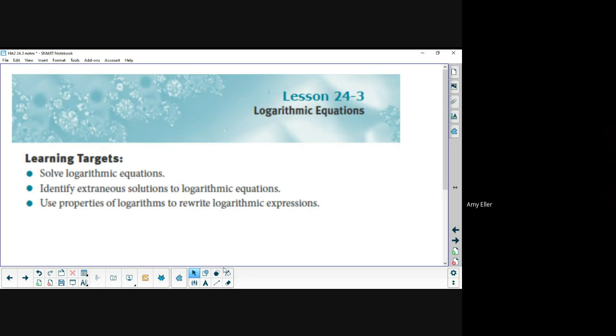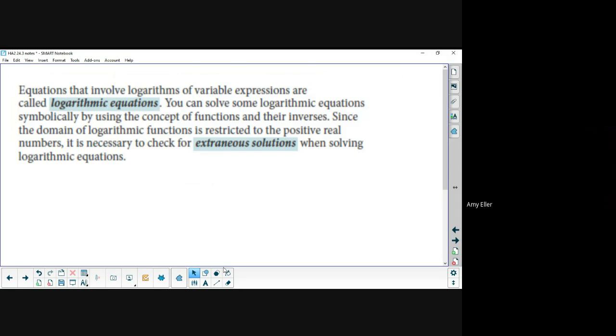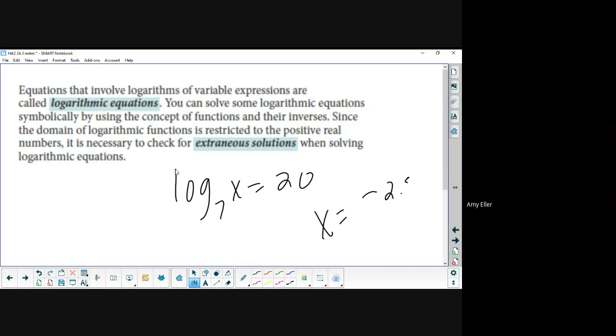So, lesson 24.3, log equations. We have to check our answers, so you can pause the video and read this paragraph for yourself. We have to check our answers. If I have log base 7 of x equals 20, and my answer is negative 2.5, that answer does not work because my base and my argument have to be positive. So that answer wouldn't work.